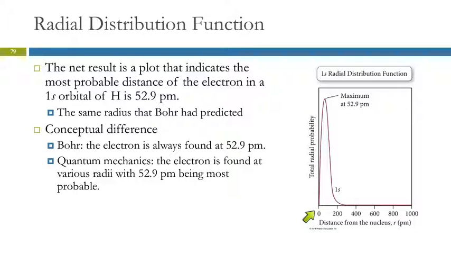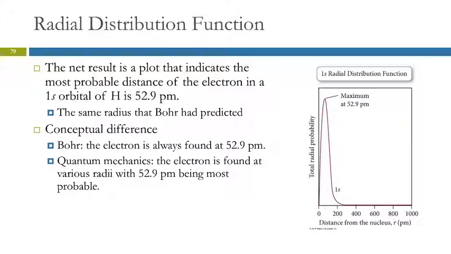So this is the resulting graph. Now there's 0 probability of the electron being at the nucleus. And the probability of finding the electron at this distance from the nucleus, as you move away from the nucleus, it goes up sharply. There's a maximum here, and then as you keep going out, it drops off. A plot like this tells us that the most probable distance for the electron in the 1s orbital of hydrogen is 52.9 picometers away from the nucleus.